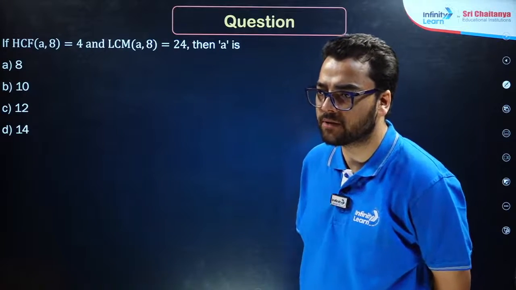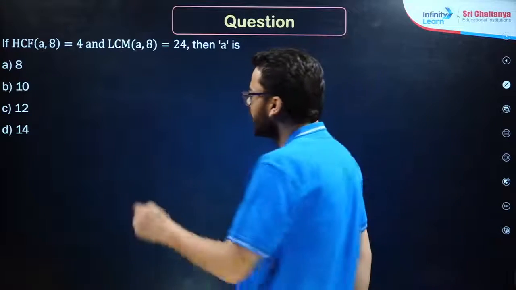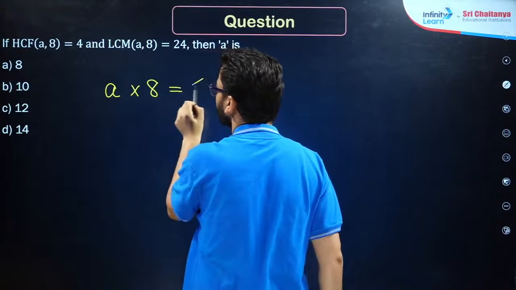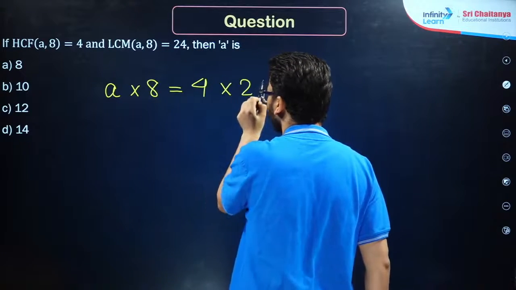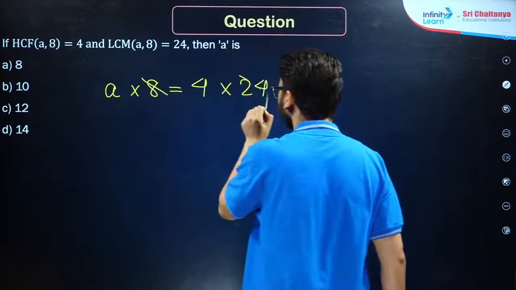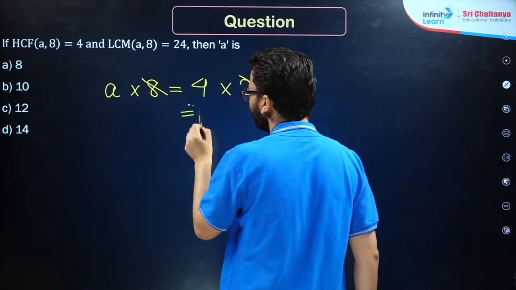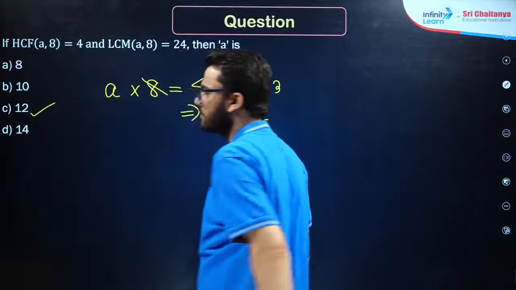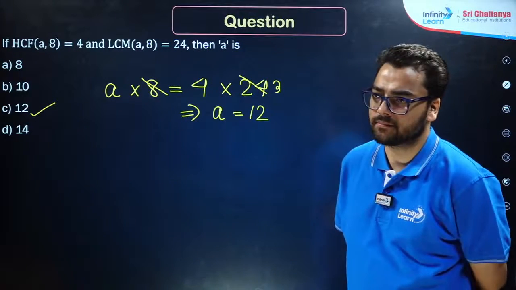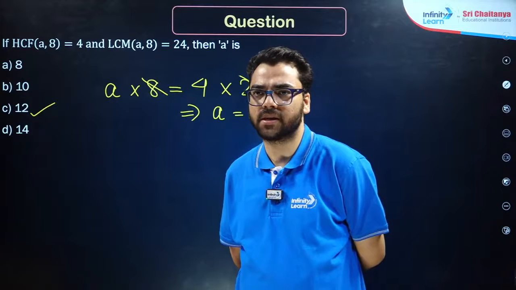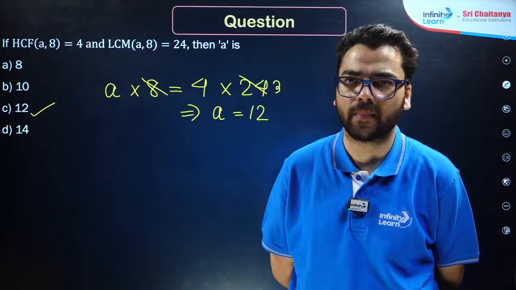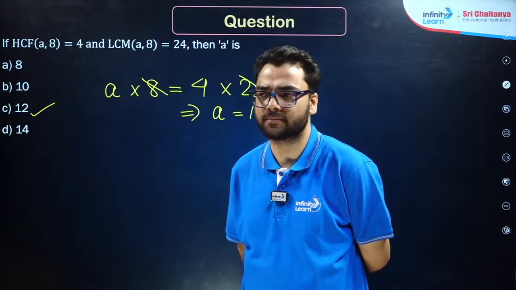Hello Sandeep, welcome to this session. So let's see that the product of numbers will be equal to the product of their HCF and LCM. So over here 8 3s are 24. So A will be equal to 4 3s are 12. That is the answer. Correct. Is it clear? It's a 1 mark question, a very simple objective question. I hope it is clear.